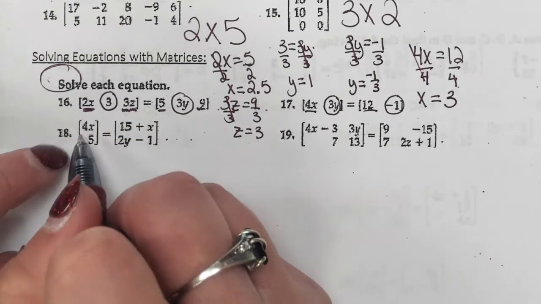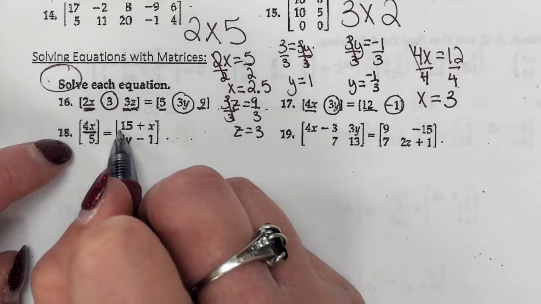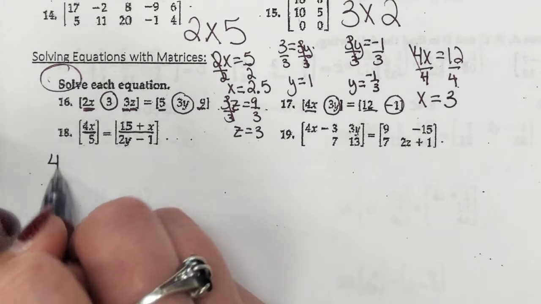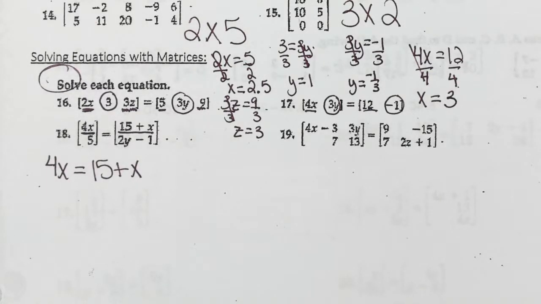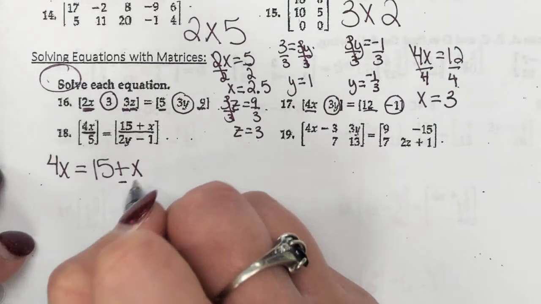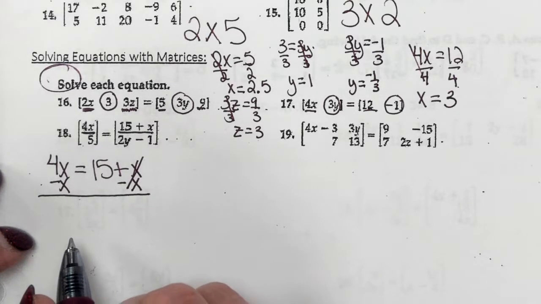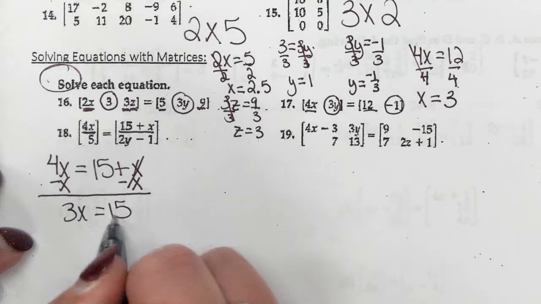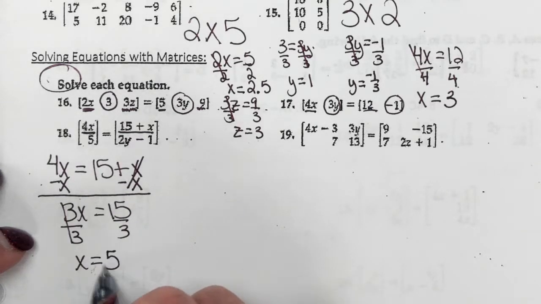All right, 18. Here we go. So you got 4x in the top row. What else is in the top row over here? 15 plus x. You see how those are combined together with a plus sign? So you got 4x equals 15 plus x. Very good. All right, so you would subtract the x. What's 4x minus x? 3x. Divide by 3, and what's x equal? 5. There you go.